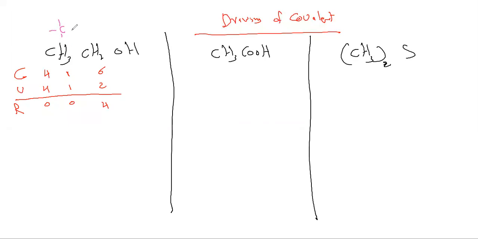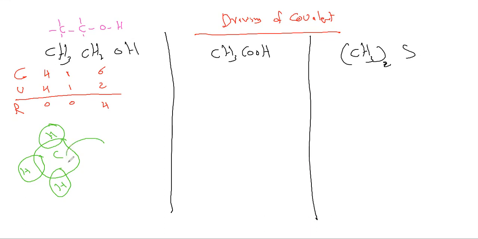C is combining with 3 H's, then C with 2 H's, then O, then H. It will be like that. C with 3 H's, after that another C with 2 H's, and then O, then H.